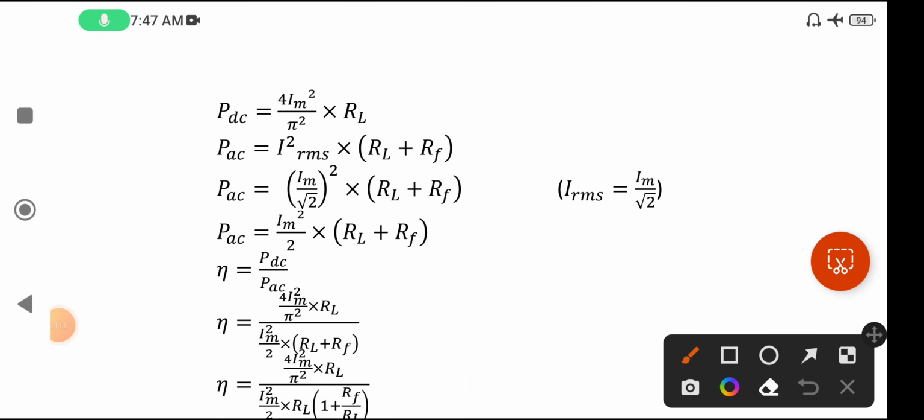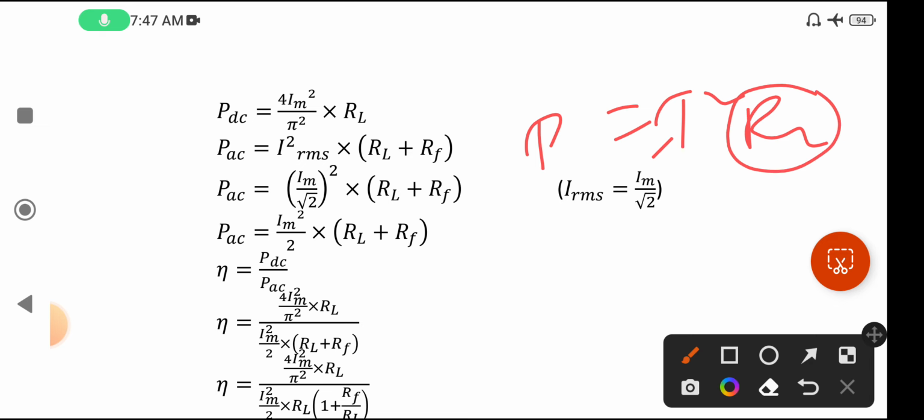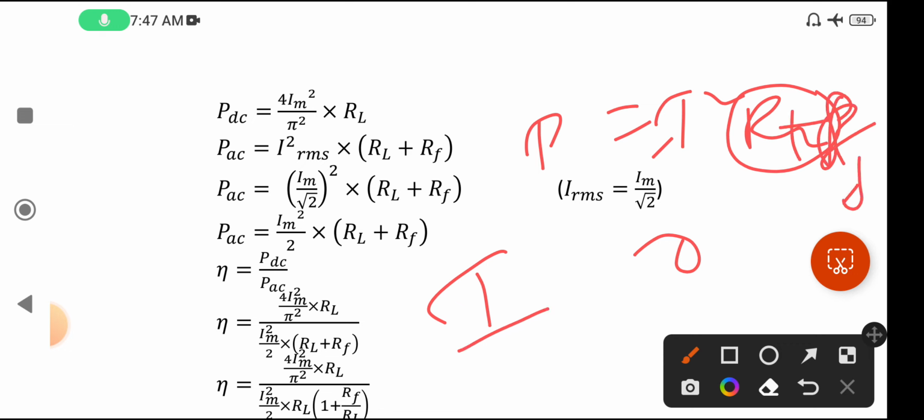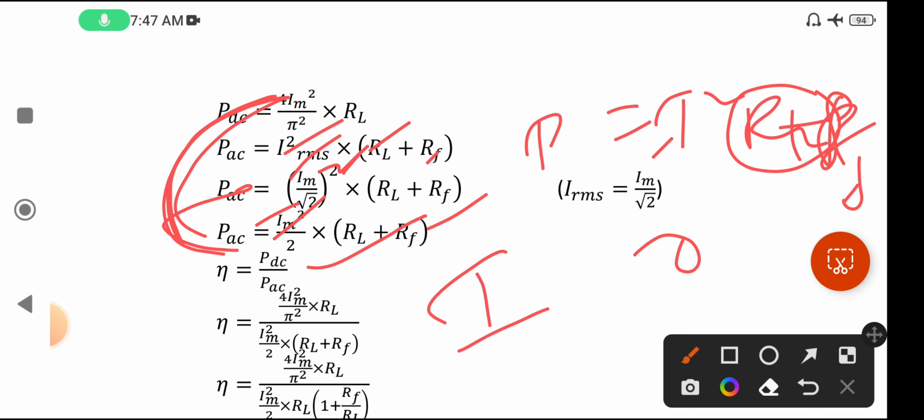AC power is also the same thing, power equals I square into RL, but here we do not take only RL. Why? Because AC is not only present at the output but also present at the input. So that is why RL plus RF is taken. And I square RMS, the RMS value we know, is Im by root 2 whole square. For the square, the root gets cancelled, so it becomes like this. And their ratio is the eta value.